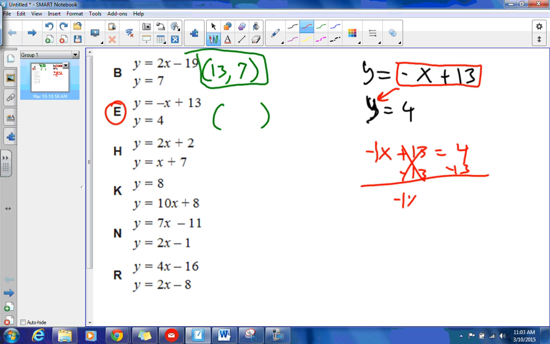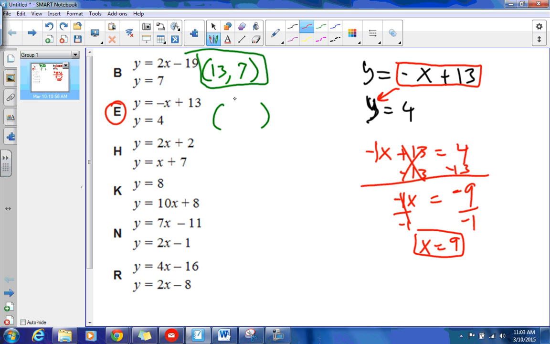You have negative 1x equals 4 minus 13, which is negative 9. If you divide both sides by -1, you should end up with x equals +9.